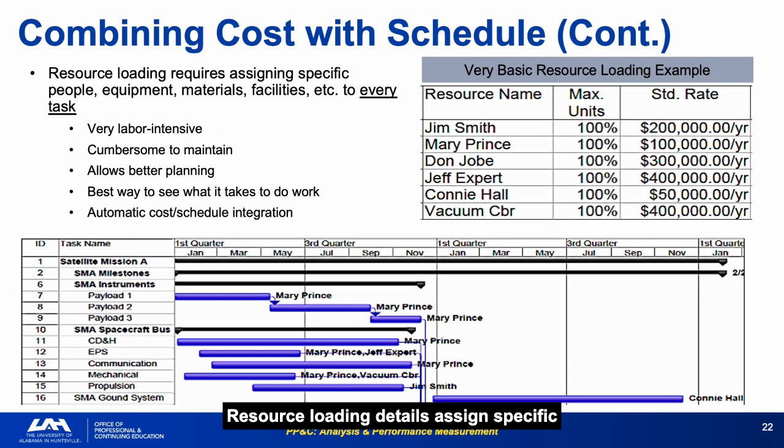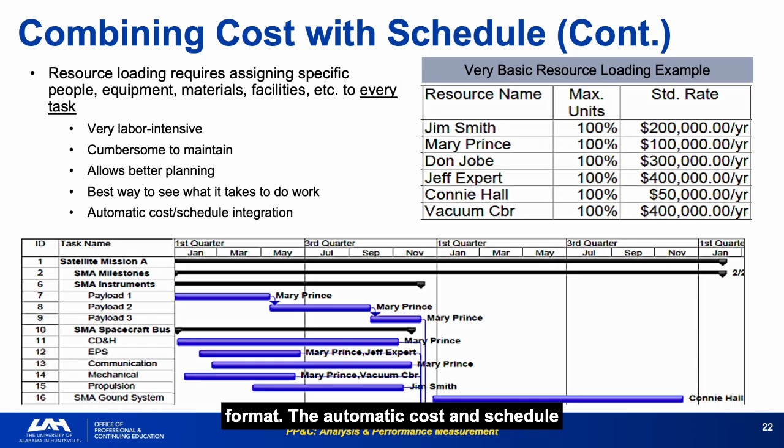Resource loading details assign specific people, equipment, and facilities to every task. Very labor-intensive and cumbersome to maintain, but it allows automatic cost and schedule integration. Resource loading is the best way to see what it actually takes to execute the work. It makes hidden resource conflicts visible that would not appear in any other format.